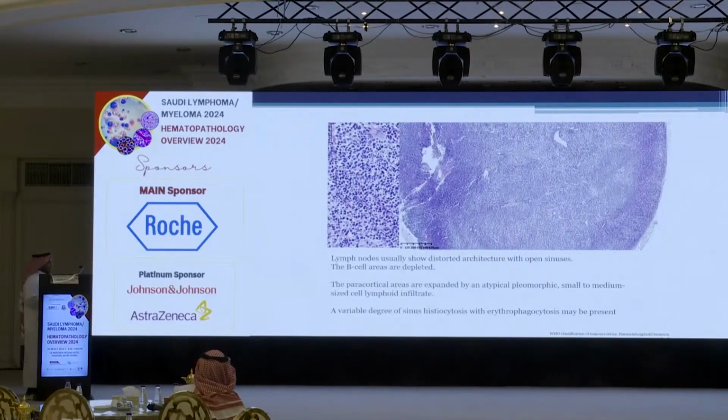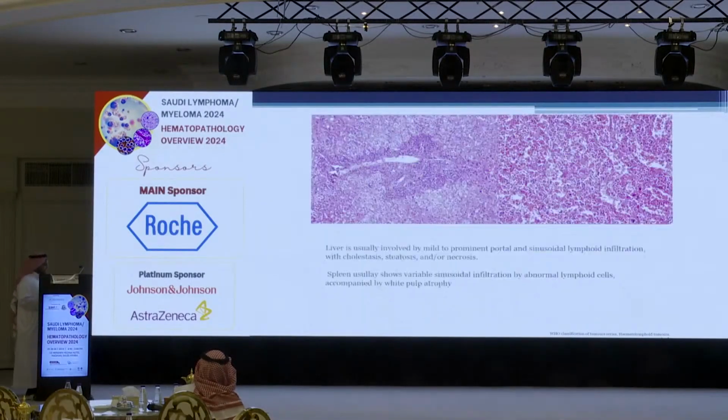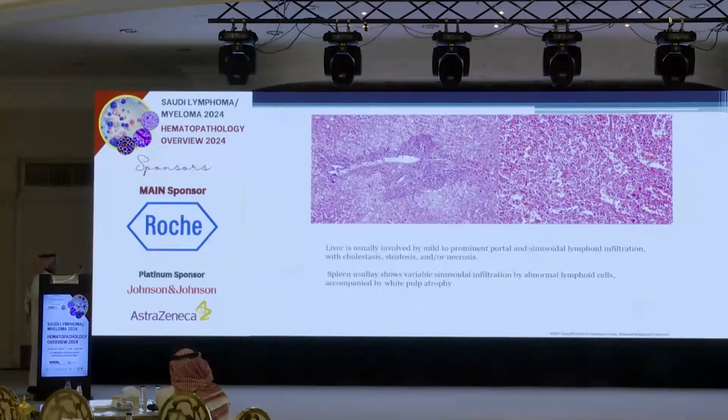Sometimes you will have extensive sinus histiocytosis with erythrophagocytosis. This represents the HLH component in this disease. The liver and the spleen are usually involved in those patients. In the liver, you will have prominent portal and sinusoidal lymphoid infiltration. In the spleen, usually the neoplasm involves the sinuses, and you will see hypocellular infiltration involving the splenic sinuses with atrophy of the white pulp.